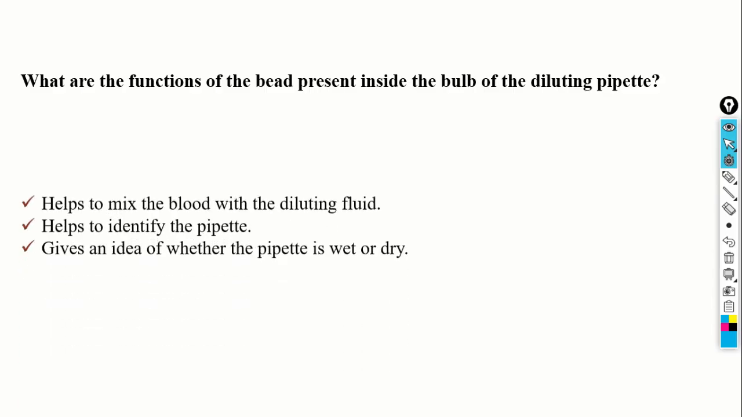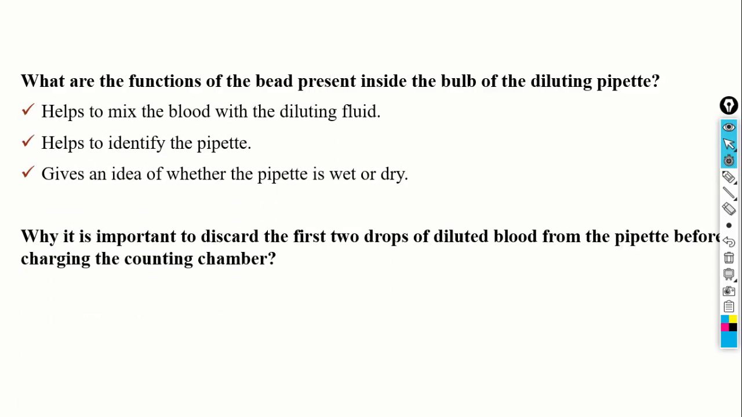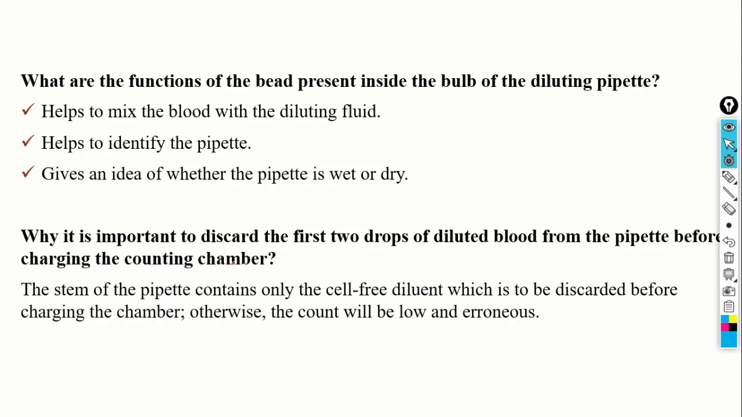That's what I have explained now. Why is it important to discard the first 2 drops of diluted blood from the pipette before charging the counting chamber? So the stem of the pipette contains only cell-free diluent. In the pipette, you first withdraw blood till 0.5, right? After that, you will be sucking fluid, either WBC fluid or RBC fluid.